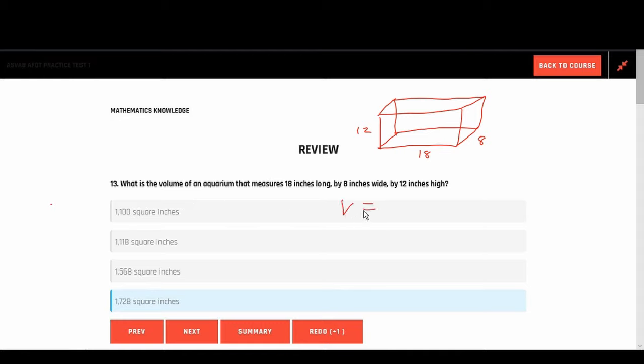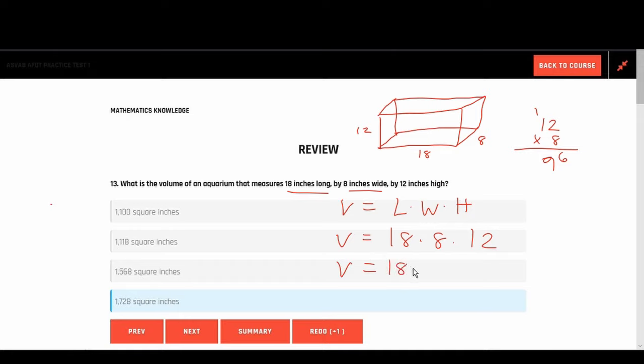So the volume of a rectangular prism, we have to know its formula. It's length times width times height. So let's go ahead and plug things in. The length, of course, is 18. The width is 8. And the height is 12. I can't work this out mentally, so let's go ahead and work it out to the side. 12 times 8: 8 times 2 is 16, carry the 1. 8 times 1 is 8, plus 1 is 9. So this is 18 times 96. Let's go ahead and work that out.